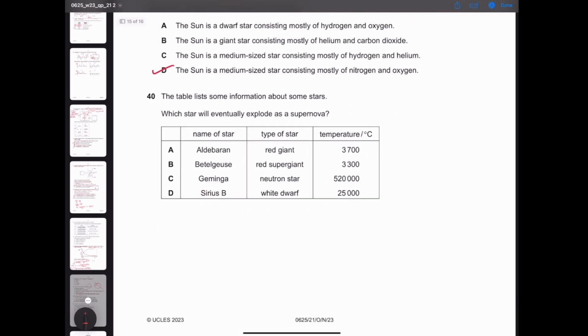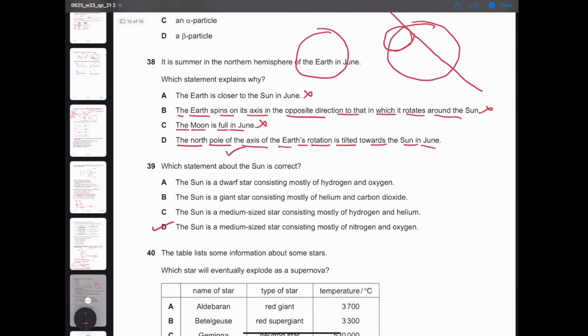No, no, no. Wait. We were not doing question 39. We were doing question 38. And D is the correct one here. 39 we will start now.